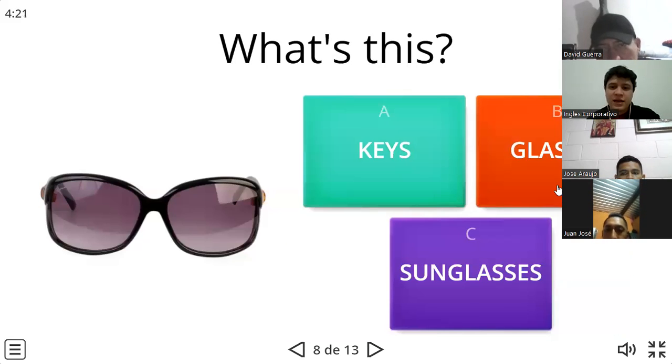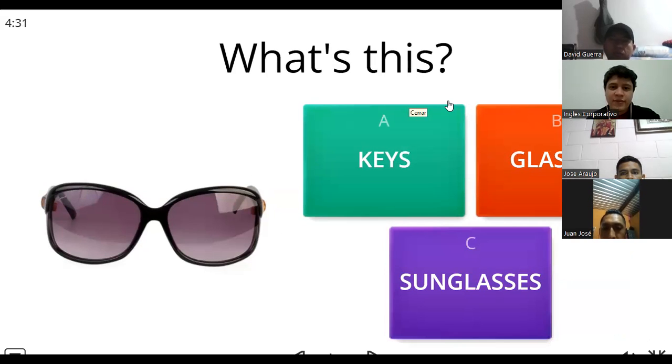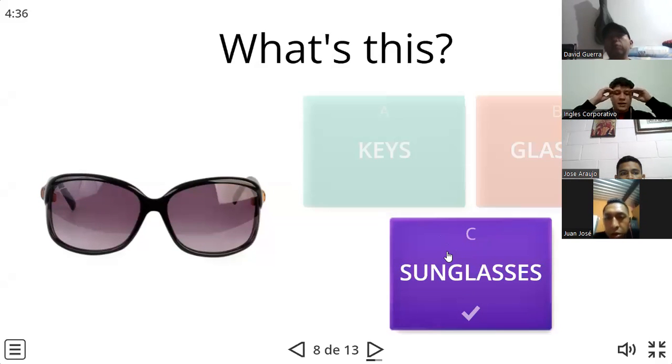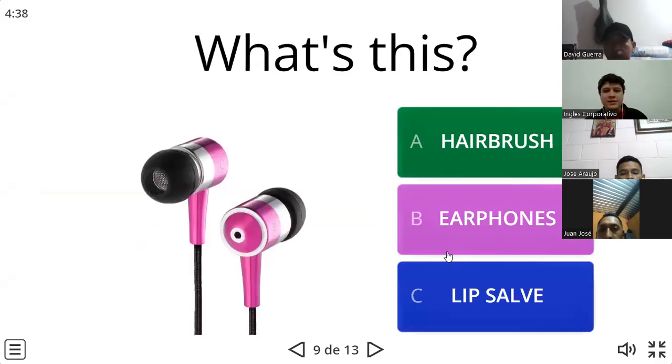Now this one, what is this, guys? Keys, glasses, or sunglasses? What do you think? Okay, Jose says C, David C, okay. Jamie, let's see. Okay, everybody says C. So, correct. Sunglasses, right? Lentes para el sol, right? Sunglasses. Okay, so now we have this one, the last one.